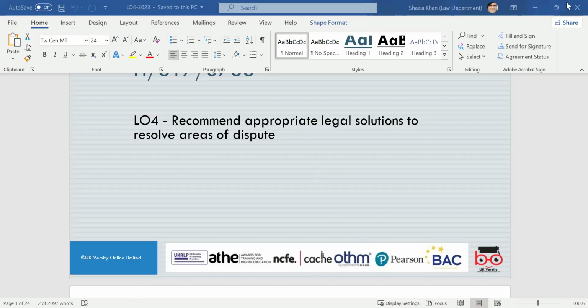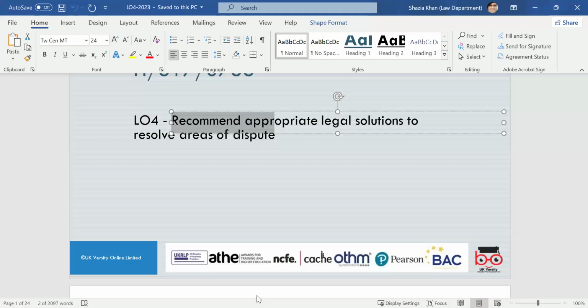Now we're going on to learning outcome 4, which is to look at recommending what?